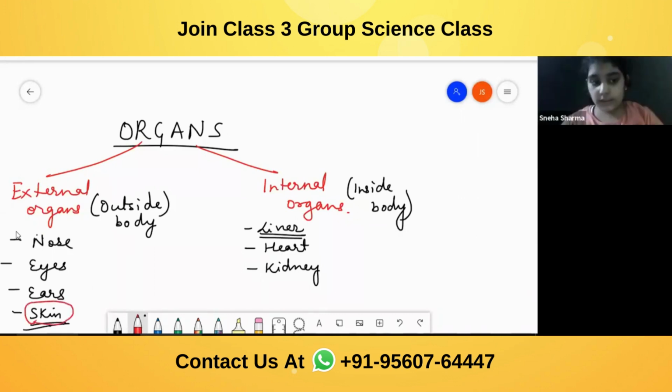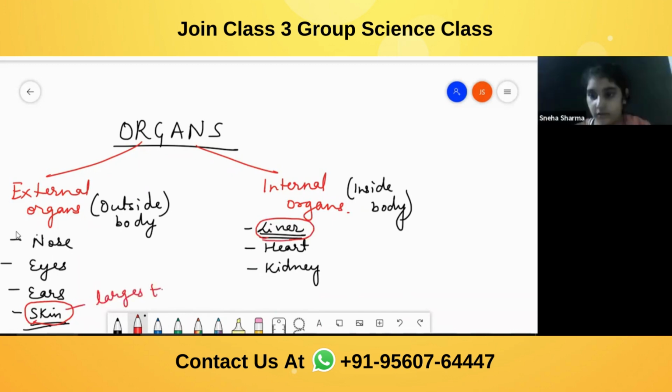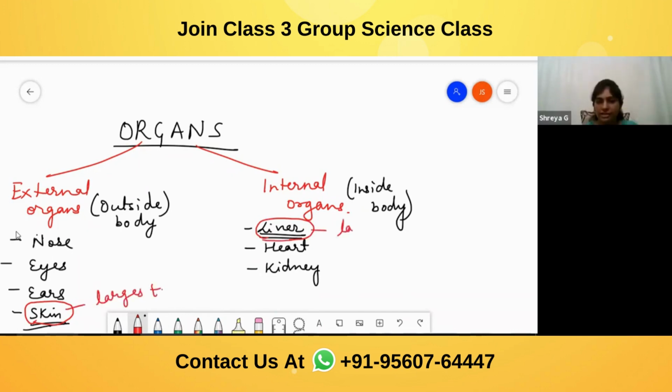Which one is the smallest external organ? No, it is not about the smallest, that is just the largest one. This is the largest external organ and this is the largest internal organ. Remember that.